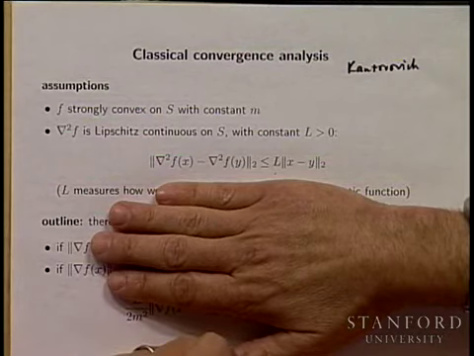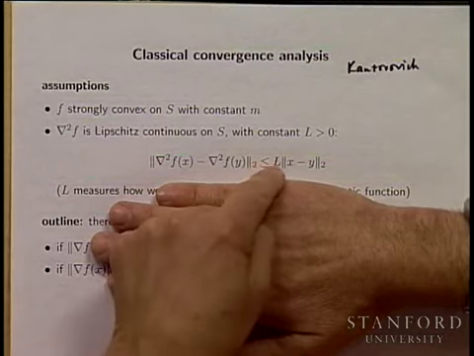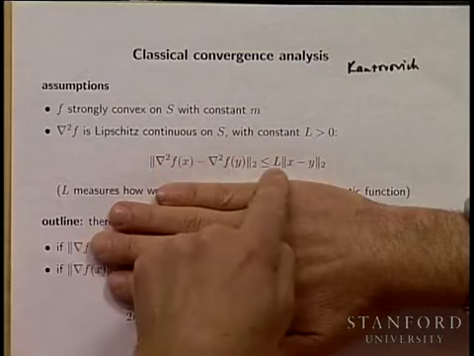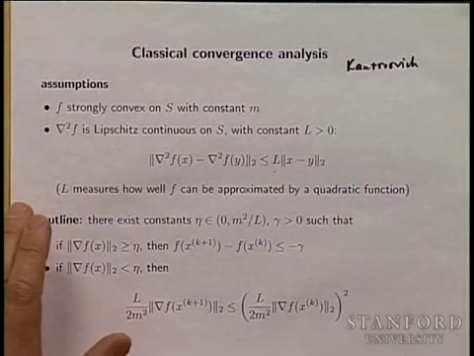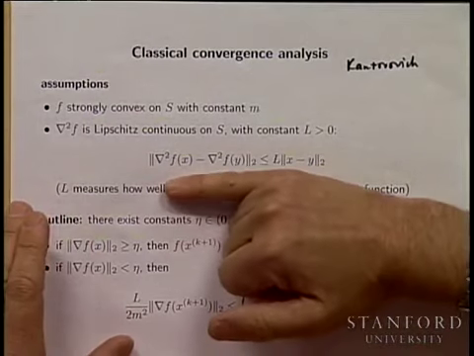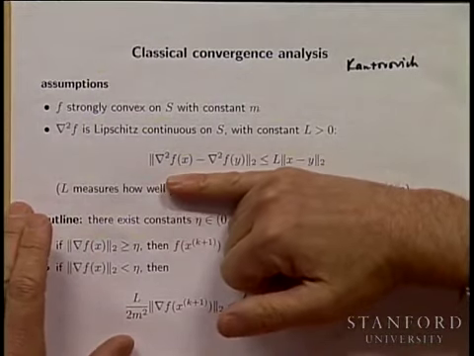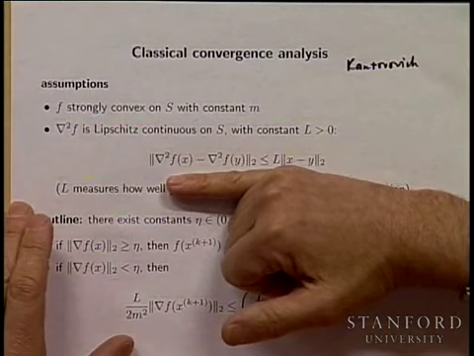What are constants L and M? L is defined right here. That's the Lipschitz constant on the second derivative. M is the strong curvature constant. It's the minimum on the Hessian. Okay? So what we need is a way to say the third derivative is small that's affine invariant.